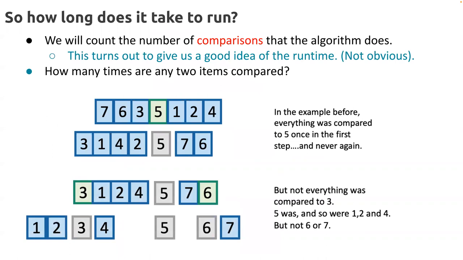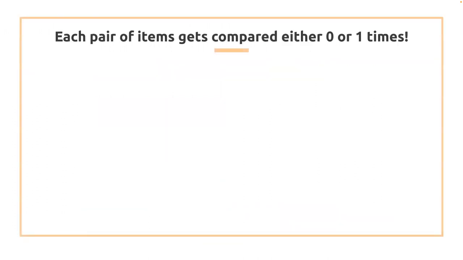So like I said in the example with five, we picked five at the beginning, so everything was compared to five, and never again, just once. But here with this three, only 1, 2, and 4 were compared to 3. The 6 and 7 were never compared to 3 because they were on the other side of the pivot, okay? So the answer is each pair of items in the entire running time of the algorithm either gets compared 0 times or 1 time, okay?